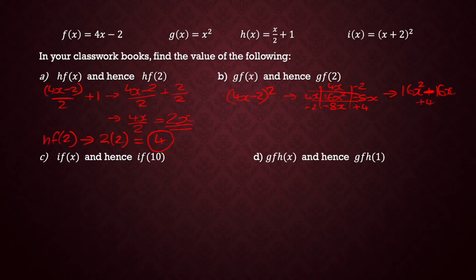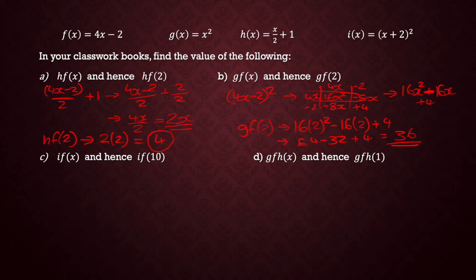Okay, so that's our new answer for gf of x, which means gf of 2, we're going to substitute 2 into there, so we'll have 16 lots of 2 squared minus 16 lots of 2 plus 4. So we'll end up with 64 minus 32 plus 4. So we should get a final answer of 36.